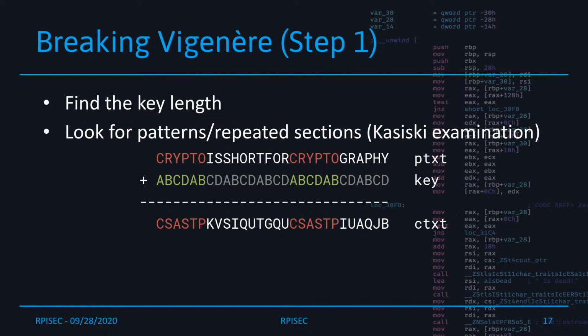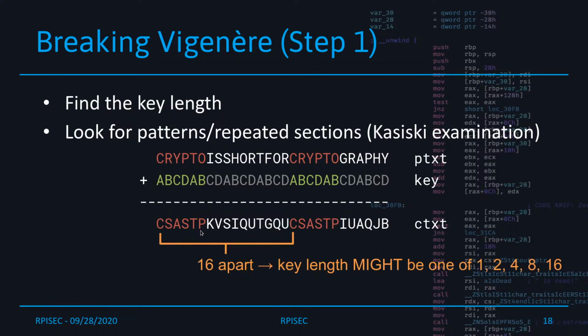Now if you notice, we have a repeated phrase in the plaintext, and that repeated phrase just so happens to align with a repeat in the key. So when we encrypt the plaintext with the key, we will end up with a repeated phrase in the ciphertext, highlighted in red. And if we look at the distance between these two repeated segments, we see that they're 16 apart. Now this tells us something about the key length.